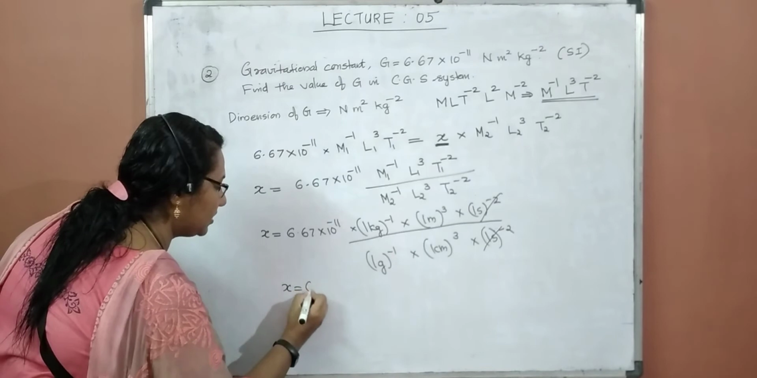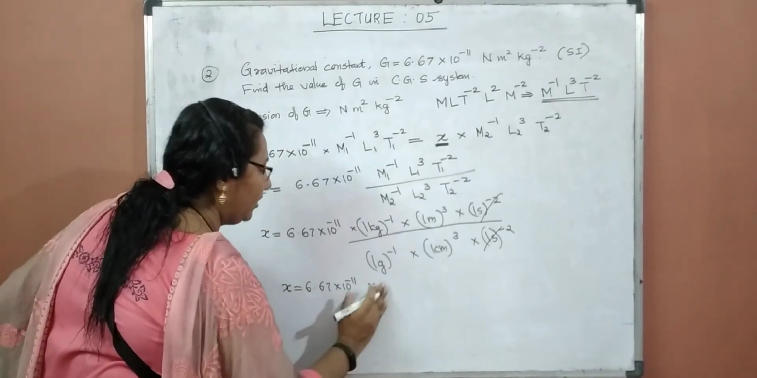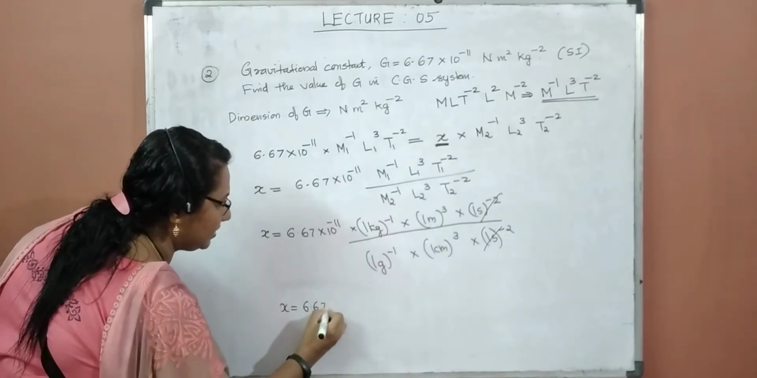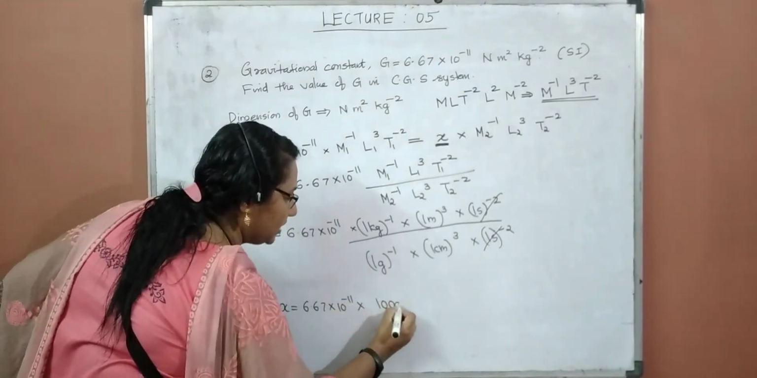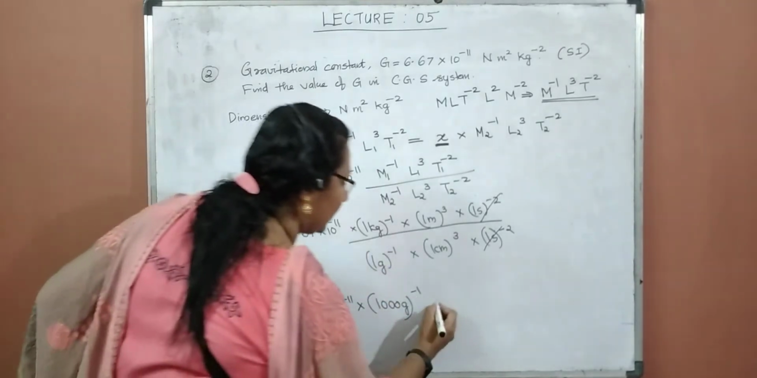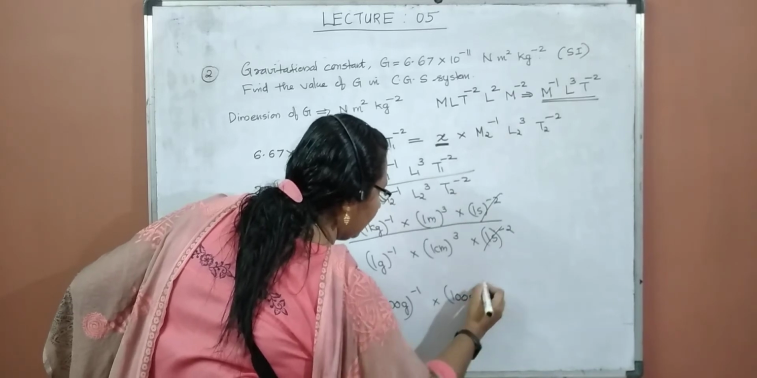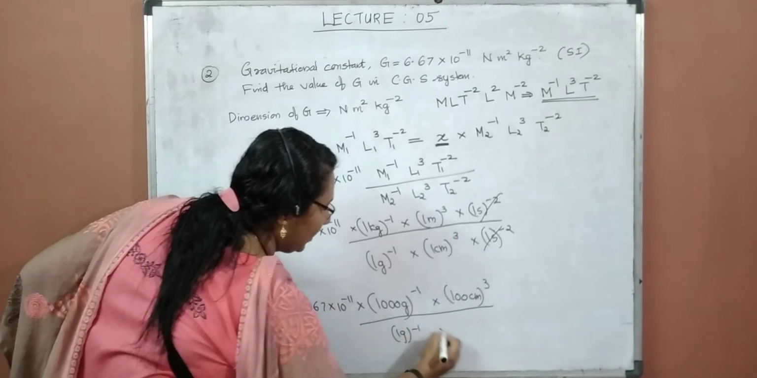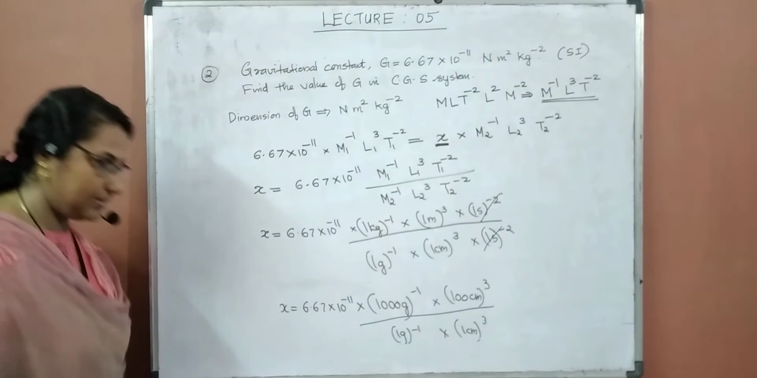X is equal to 6.67 into 10 raised to minus 11 into 1 kilogram, 1000 gram. We have to convert into gram raised to minus 1. 1 meter, 100 centimeter cube, by 1 gram raised to minus 1, 1 centimeter cube. Is it clear?